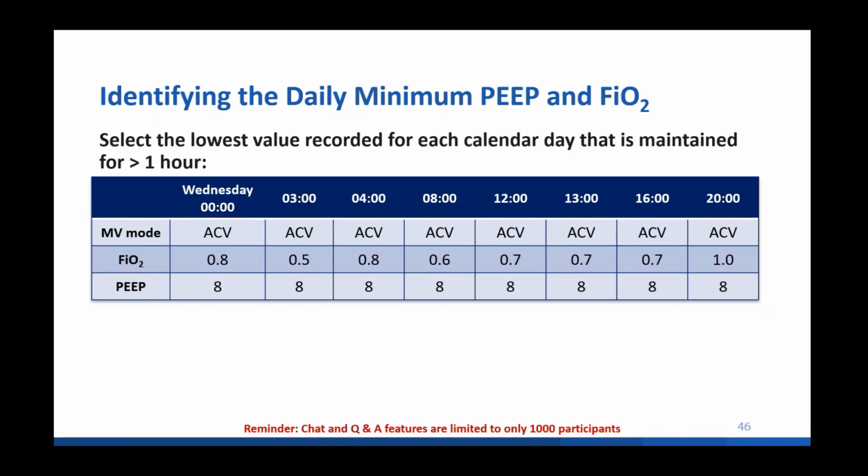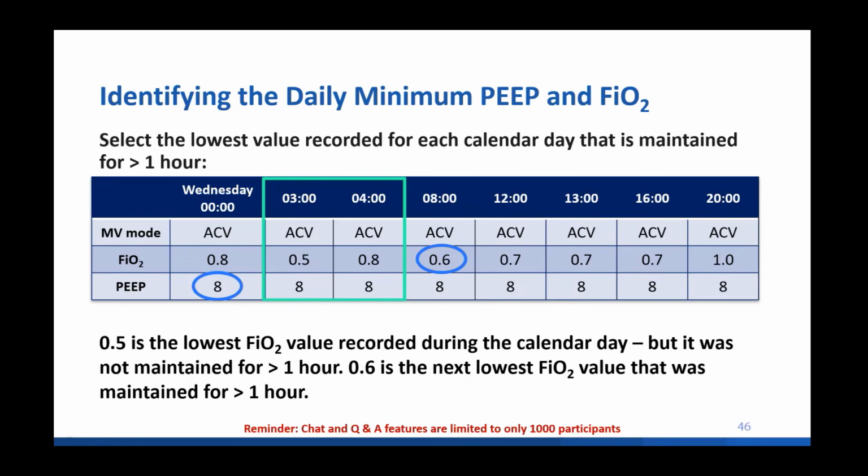All right, at first glance, you may notice that 0.5 is the lowest FiO2 value recorded during the calendar day at 3 o'clock. But since the next setting was recorded at 4 o'clock and increased to 0.8, the setting of 0.5 could not have been maintained for more than an hour. Therefore, 0.6 is the daily minimum FiO2 in this example because it was the next lowest FiO2 setting maintained for greater than 1 hour. 8 centimeters of water is the daily minimum PEEP because it is the lowest and only PEEP value recorded that calendar day.